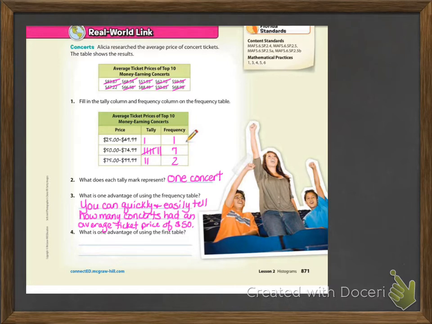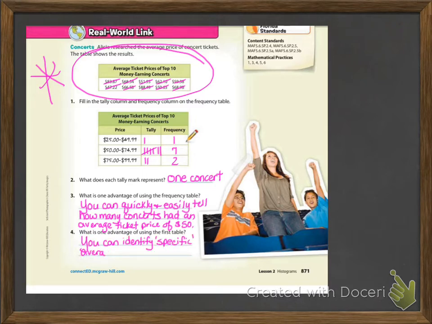And then the last one is, what is one advantage of using the first table? Now, the first table is this one right up here that I just circled. This is the first table, which is our data table. And one advantage of that is, obviously, the prices that are listed in there are much more specific. So if you want more specific information, then you do not want to use the frequency table that we used in the middle.